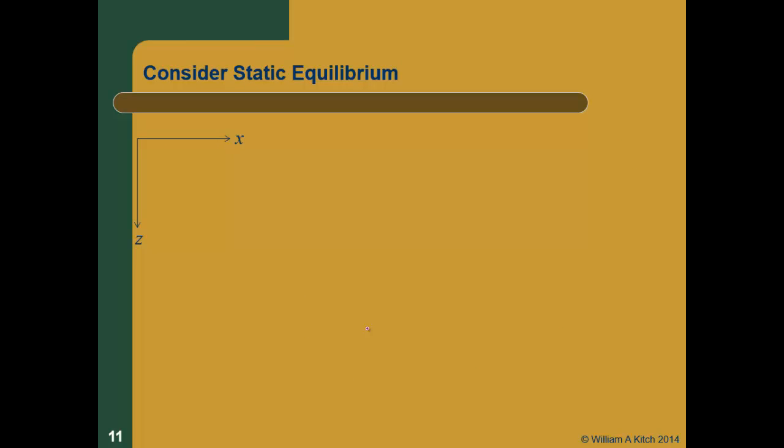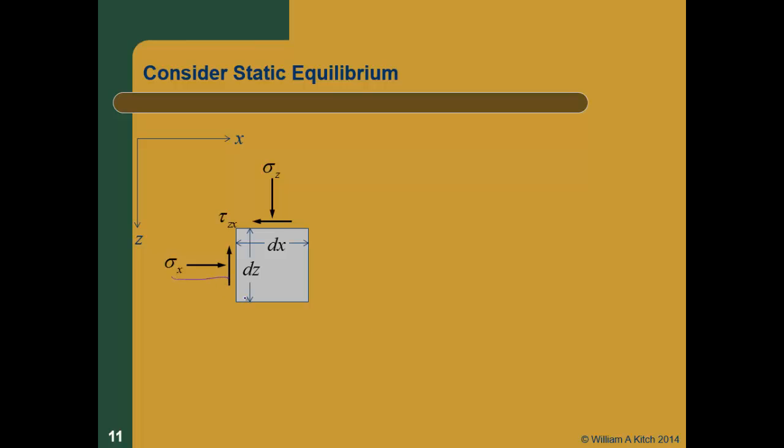All right, so now what we're going to do is apply static equilibrium, get a new set of equations, and we're going to put those together, because we haven't done that yet, right? Okay, so here's my little elemental box, and it's dz by dx.